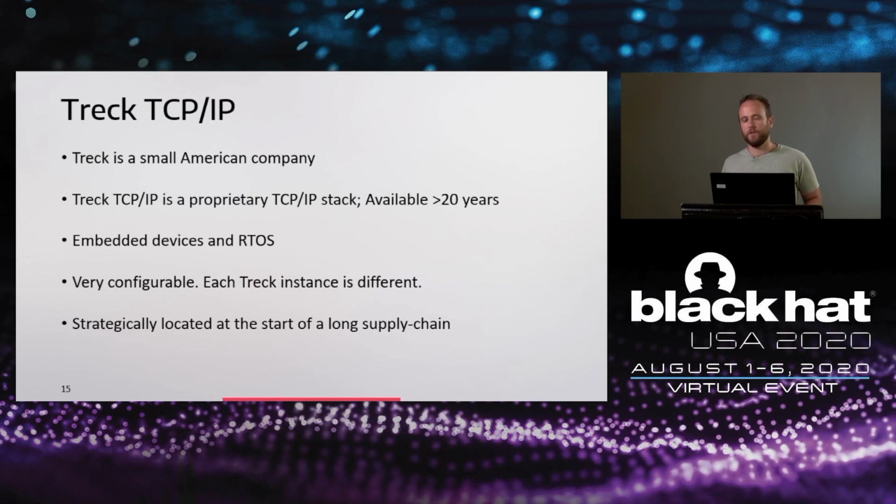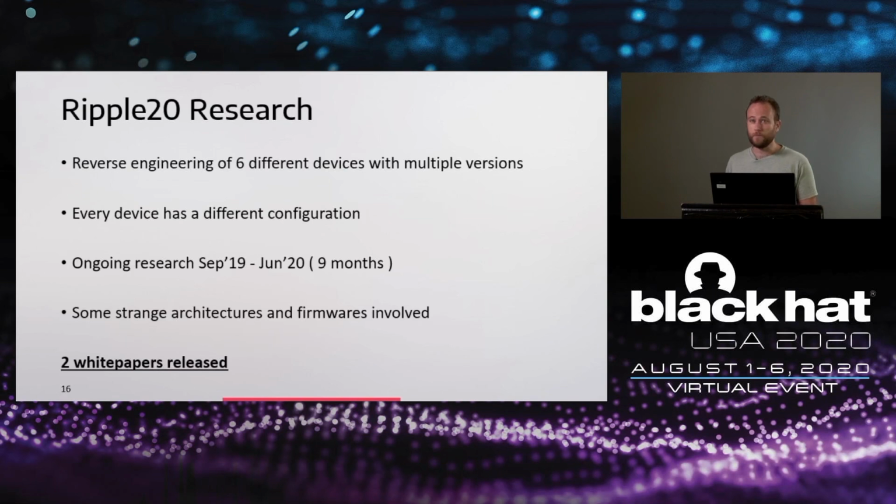So each instance of the Treck stack, each device implementing the Treck stack, has a slightly different version of Treck. And this affected a lot of the vulnerabilities and a lot of the way we did our research. This happens because different vendors compile the Treck stack differently, and because they use different versions of Treck, and then sometimes stop support. And most importantly, it's strategically located at the very beginning of an extremely long supply chain. So in some cases, we've seen companies that are second-hand, third-hand, fourth-hand users of Treck and had no idea they were using this piece of code.